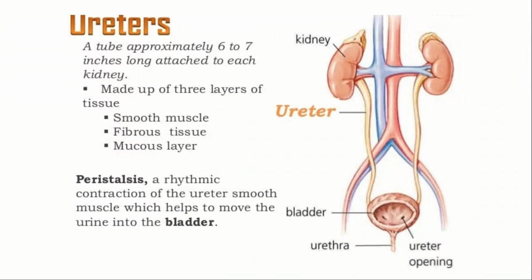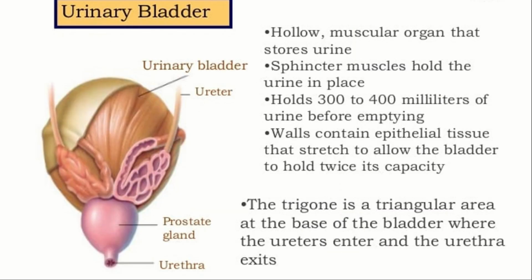Now let us know about ureters. A tube approximately 6 to 7 inches long is attached to each kidney. It is made up of 3 layers: smooth muscle, fibrous tissue and mucus layer. There is a process called peristalsis, a rhythmic contraction of the ureter's smooth muscle, which helps to move the urine into the bladder.